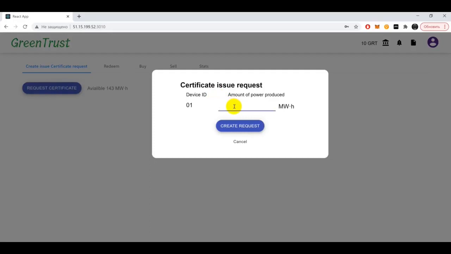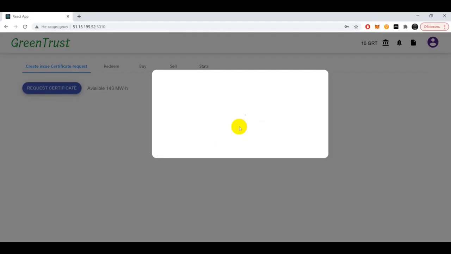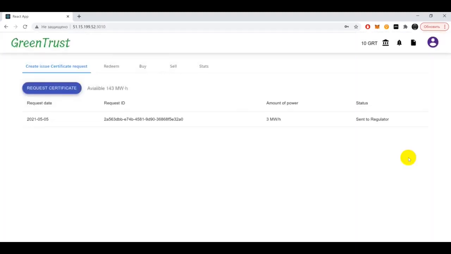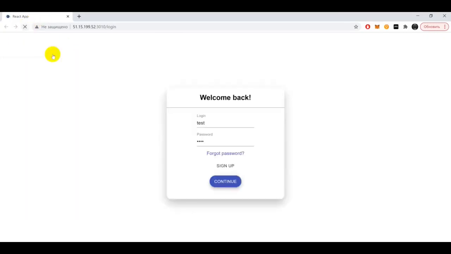Here is our device ID, which is our imaginary solar battery, and he claims that he produced like 3 megawatt hour of energy. So he created this request, and that request is now as a regulator, so it needs to be approved. And approval can be automated, but here we're testing it in manual mode.